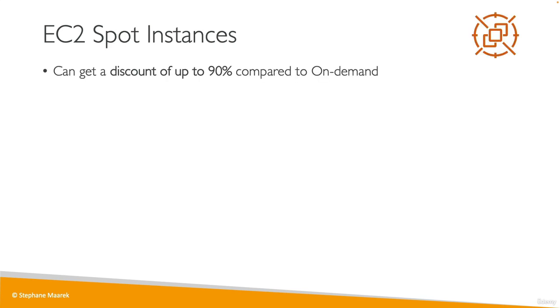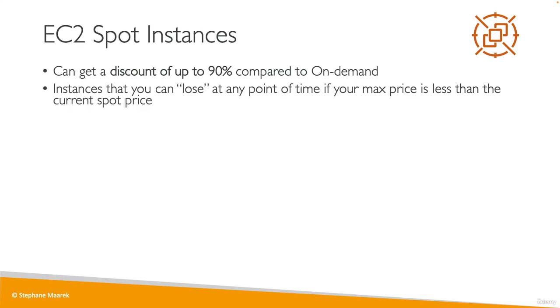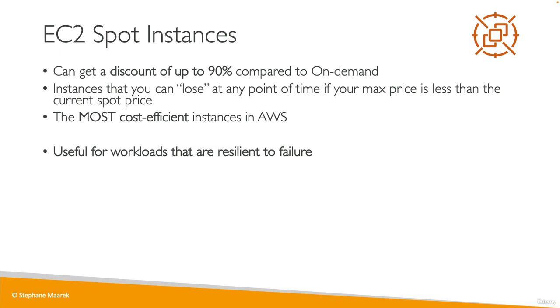Now for spot instances, they have the most aggressive discounts, so up to 90% discounts compared to on-demand, but they are instances you can lose at any point of time because you define a max price you're willing to pay for your spot instances, and if the spot price goes over it, then you're going to lose it. So they're the most cost-efficient instances in AWS, and they're going to be very helpful if you have a workload that is resilient to failure.